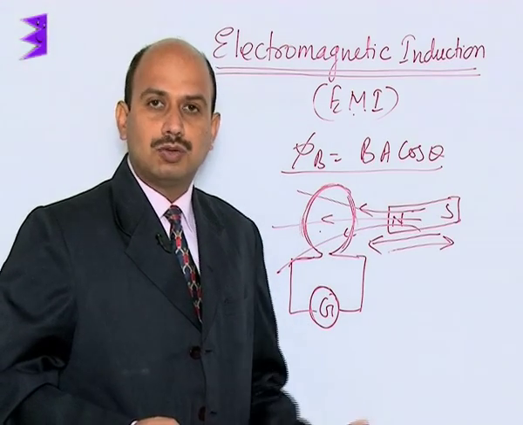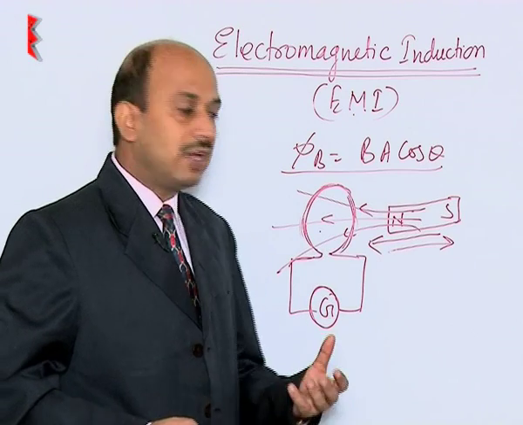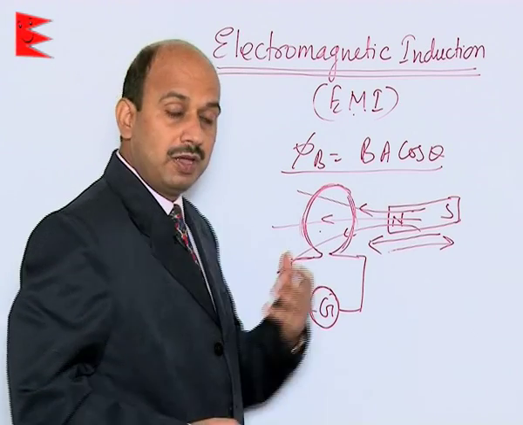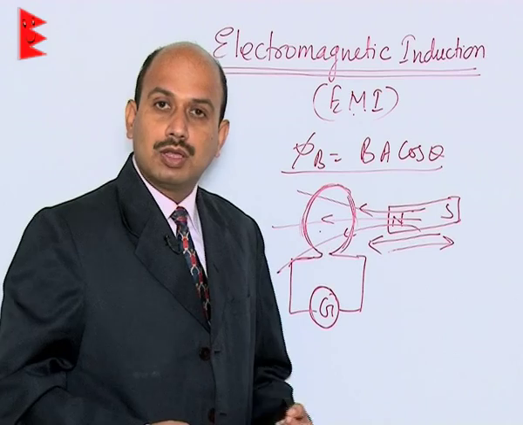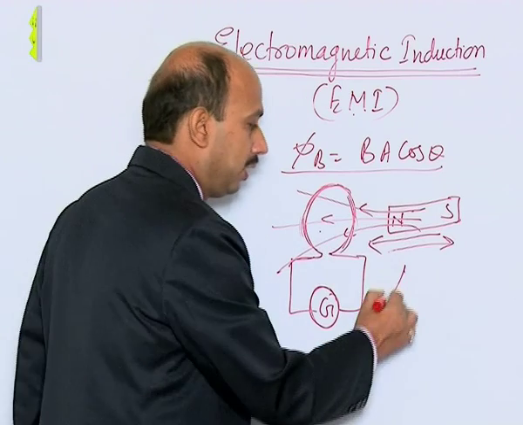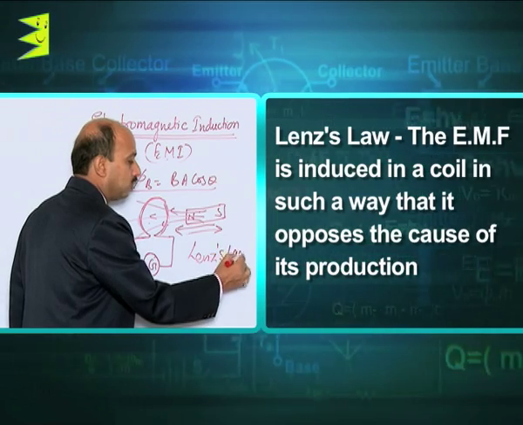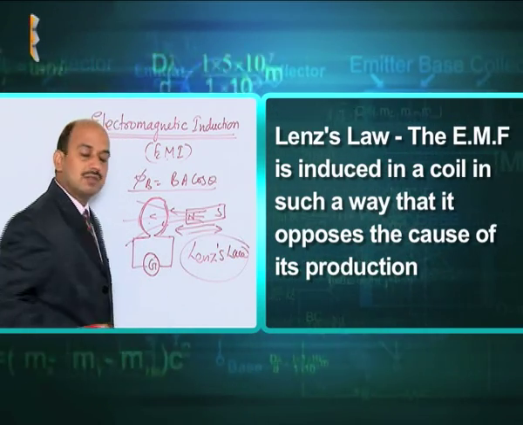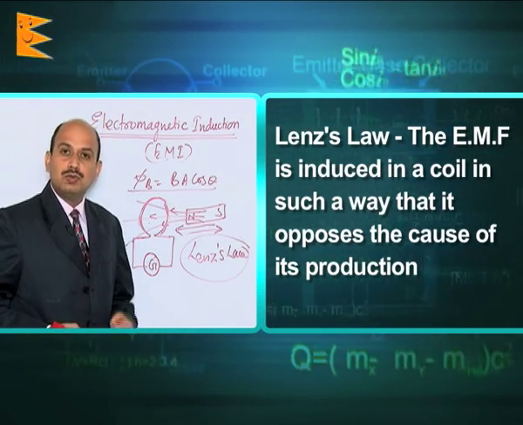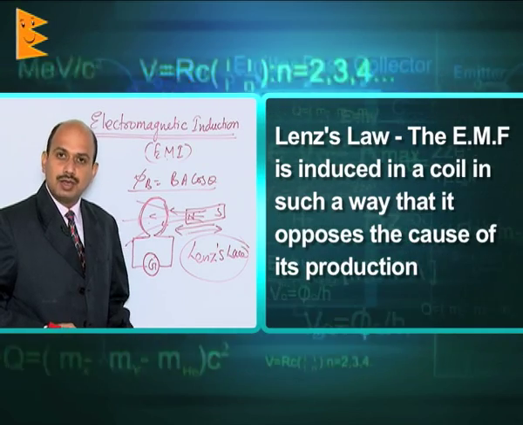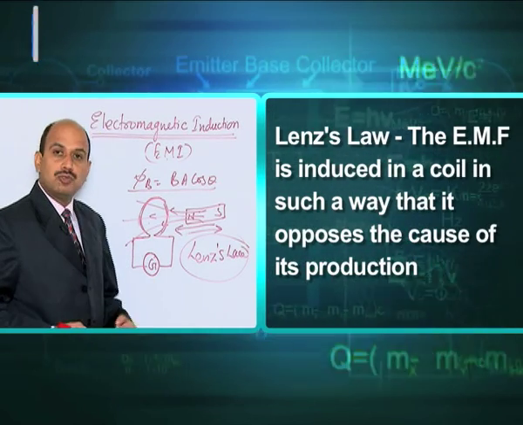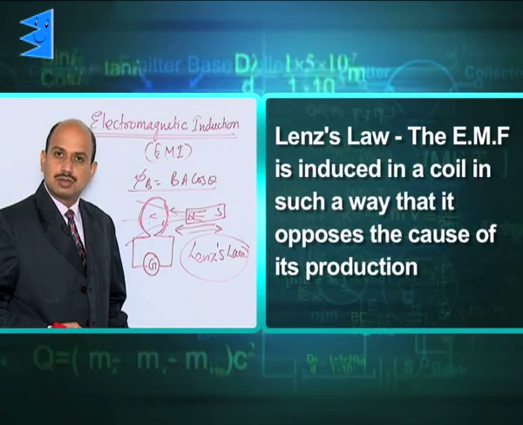That work is converted into energy, and basically we can say this is the law called Lenz's law. According to this law, EMF is induced in the coil in such a way that it opposes its cause of production.